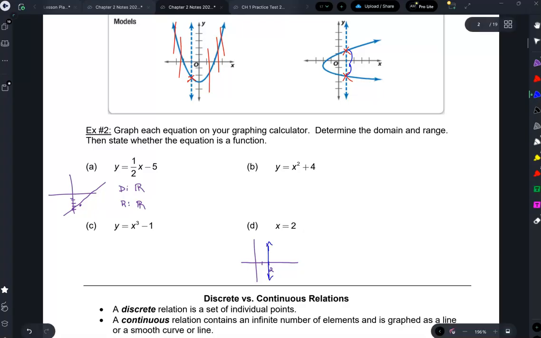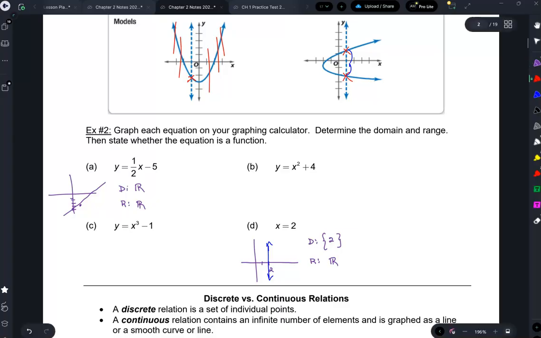So let's do domain and let's do range. Domain. Horizontally, how much of the space does this take up? Just one dot, at where? At 2. So the domain is just 2. Vertically, how much of the space does it take up? All of it, so it's all real numbers.